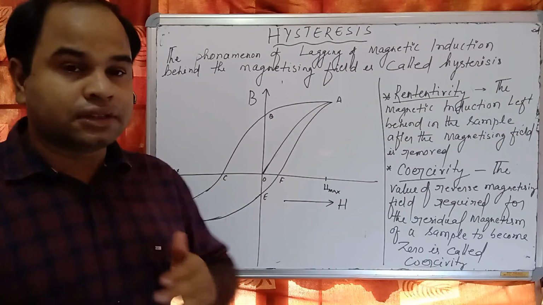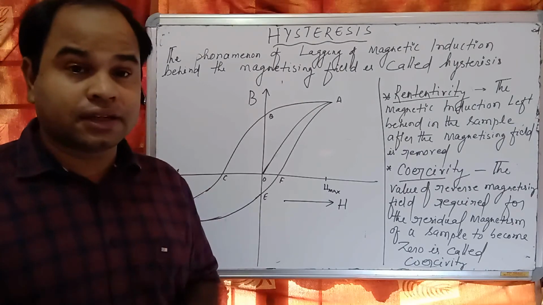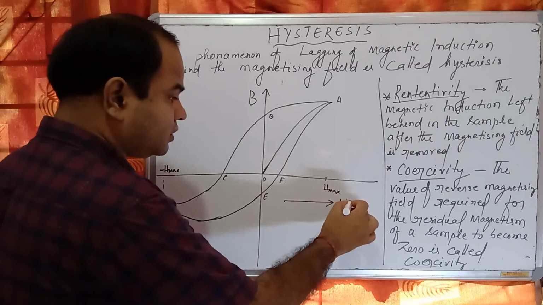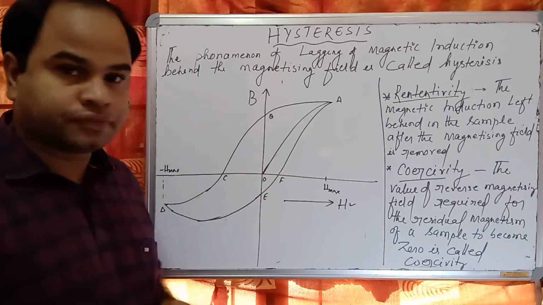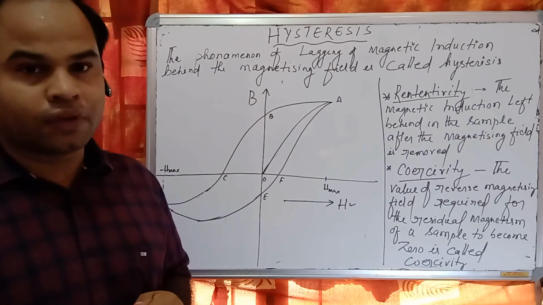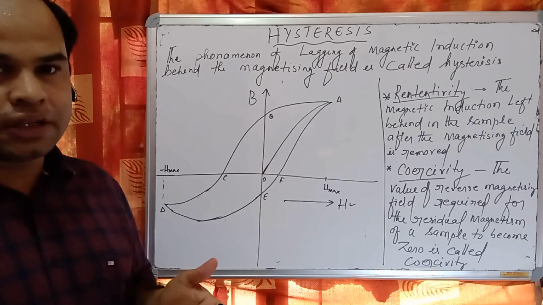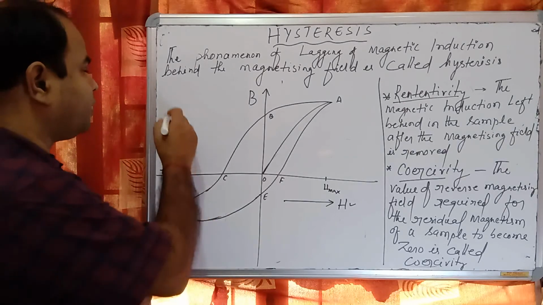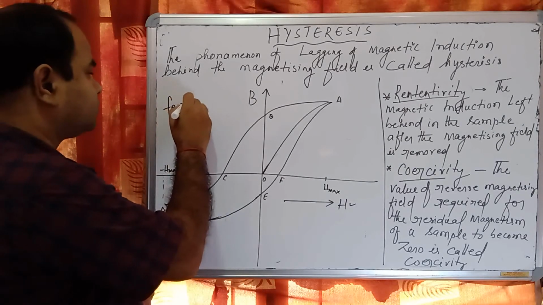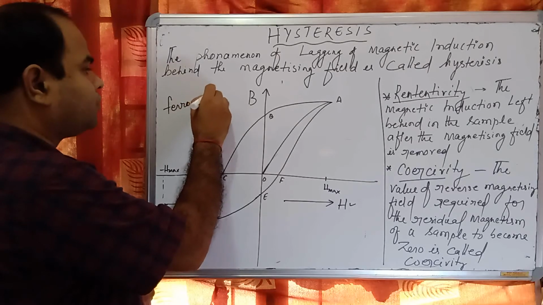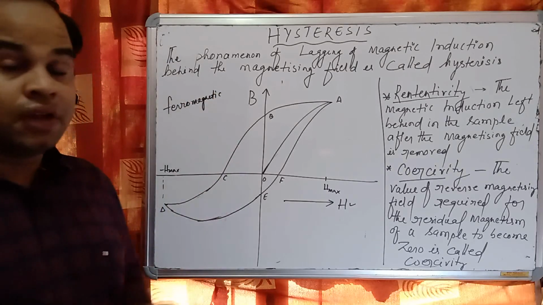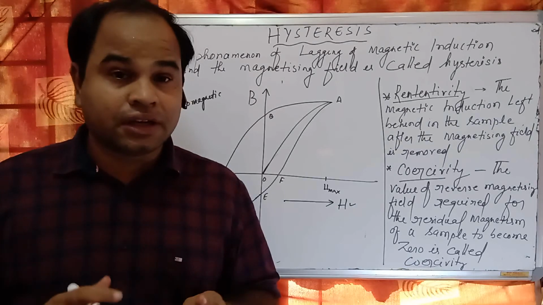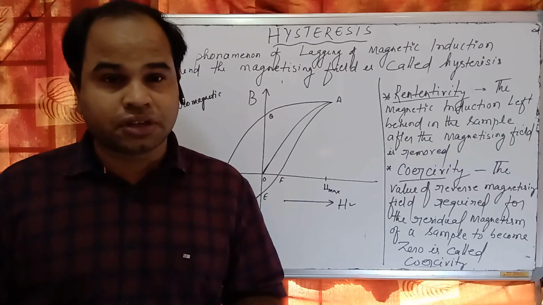So let us consider an external magnetic field having magnetic intensity H. In that magnetizing field, let us place a ferromagnetic substance. Ferromagnetic substances are strongly attracted by the external magnetic field. They are magnetized along the direction of the external magnetic field.